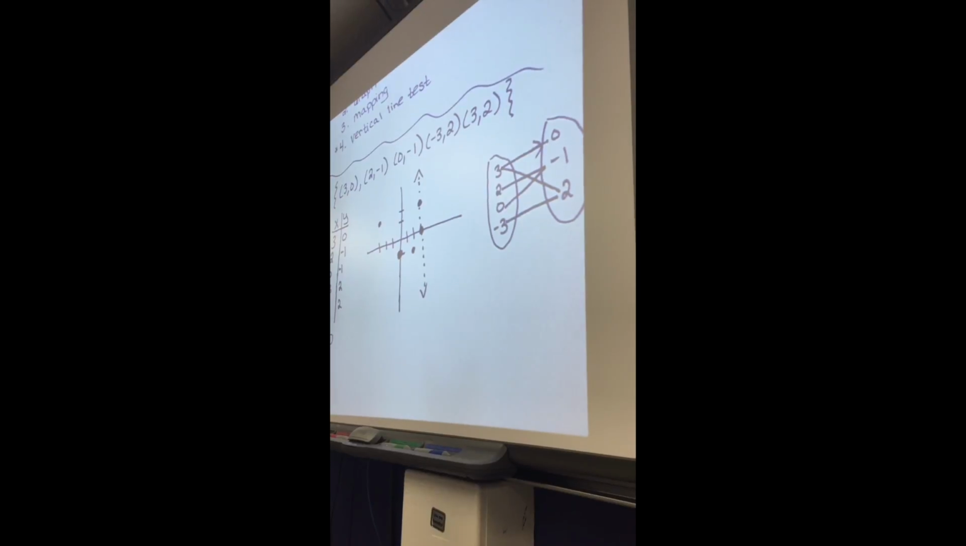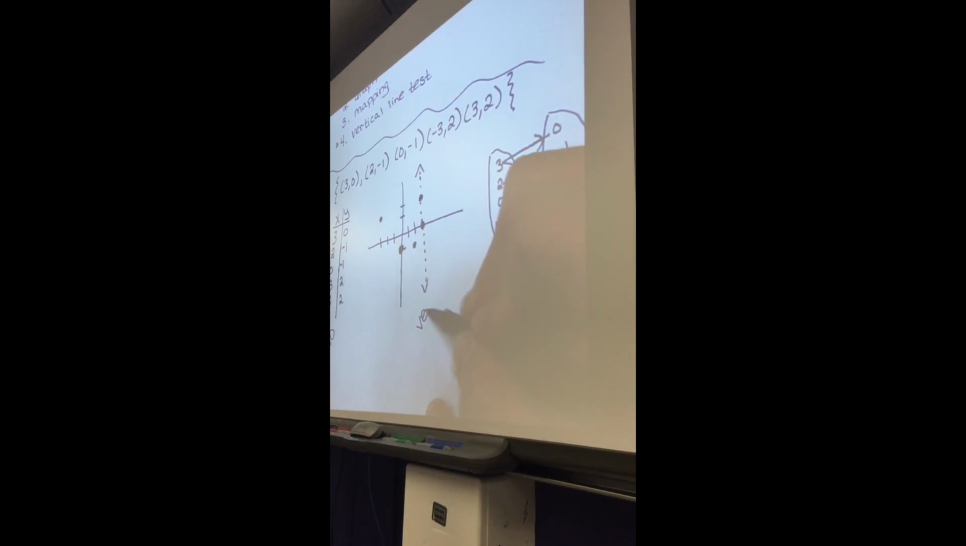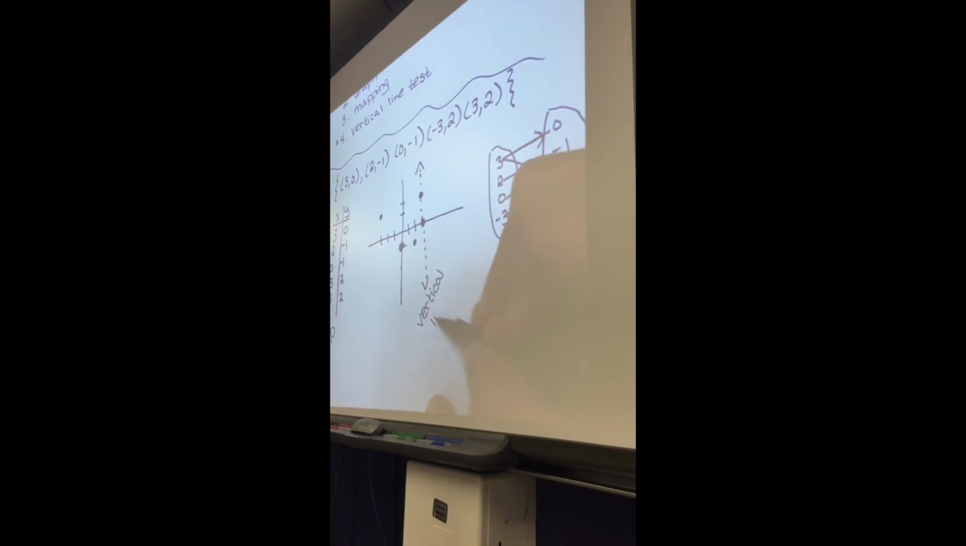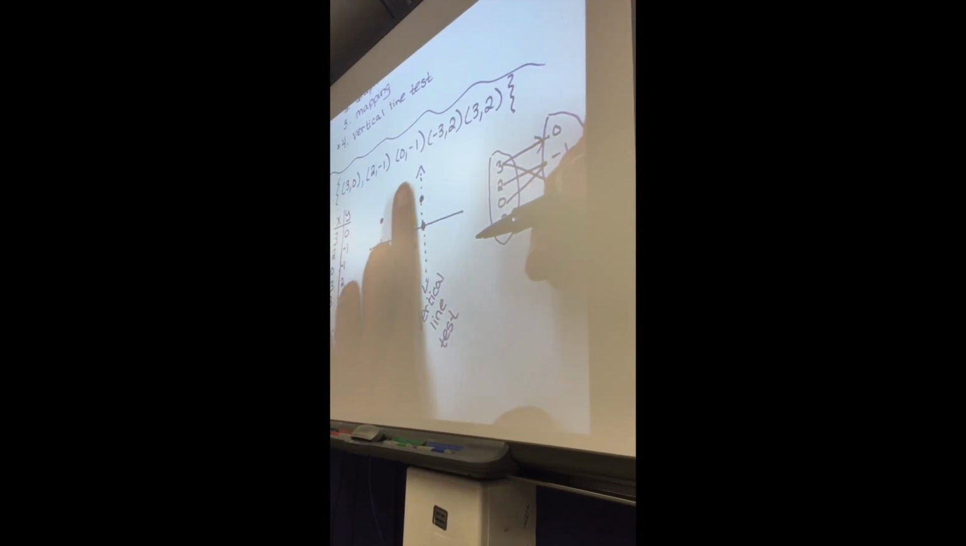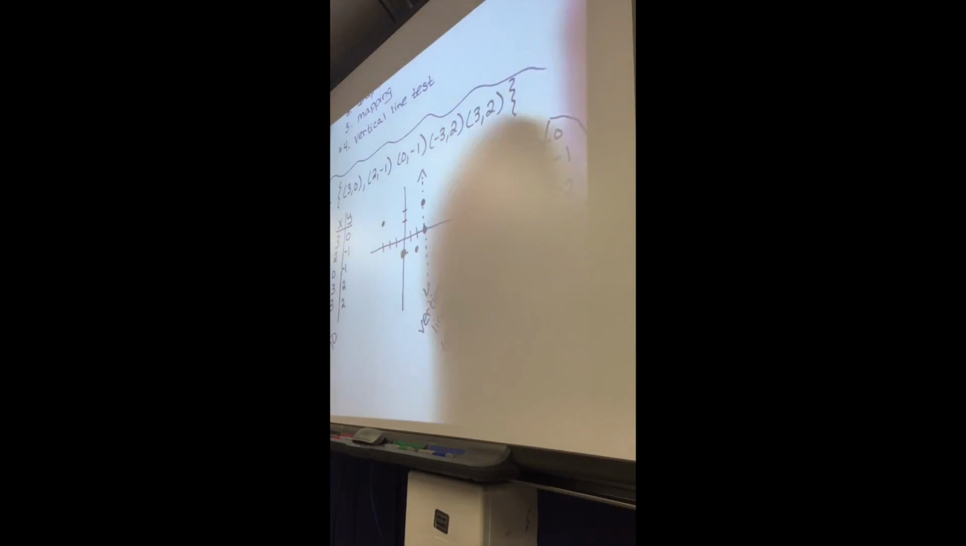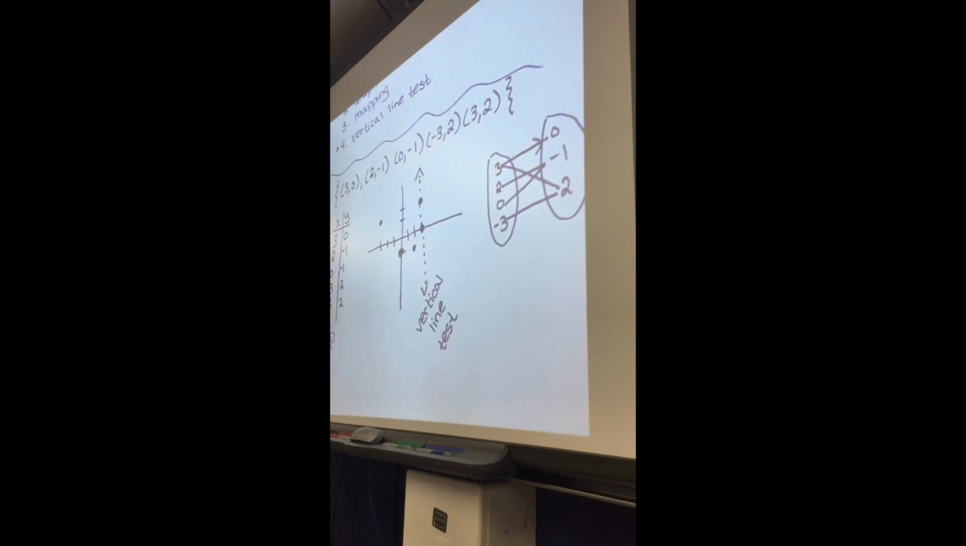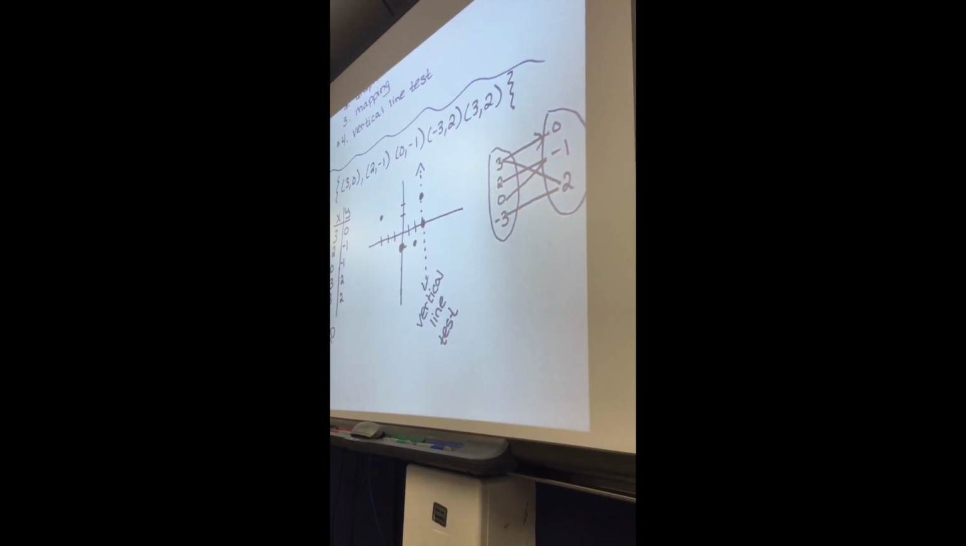Okay? So go ahead and have that in your notes. This is the vertical line test. You take your finger and you move it across, and it can't hit your finger more than once. Okay? Can't be on two places on your finger. More than one.